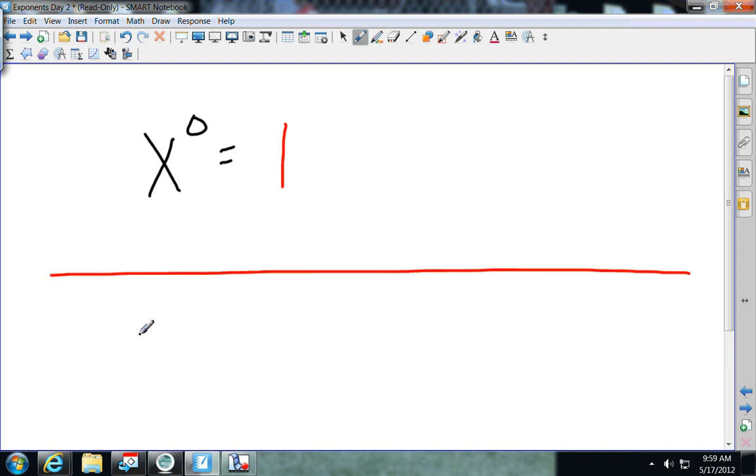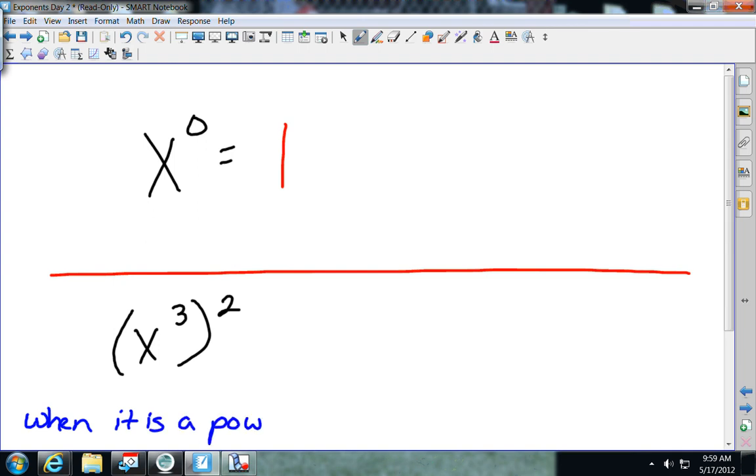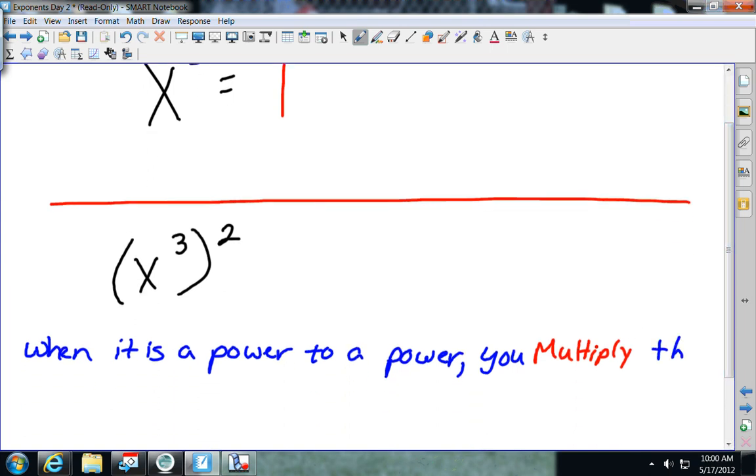The other one that we had was a power to a power. So x to the 3rd power to the 2nd power. When it is a power to a power, you multiply the exponents. Kind of like Bebe's kids. They don't die, they multiply. So you would come up with x to the 3 times 2, which would give you x to the 6th.